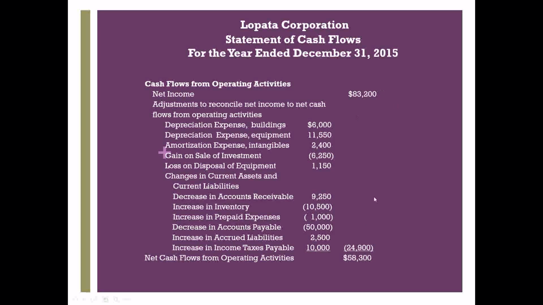Okay, now this $24,900 is the net effect of all of these things right here, these reconciling items. Now if you take this and you subtract it from your net income number, then you'll have your cash flows from operating activities of $58,300.